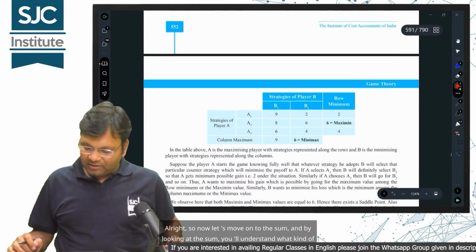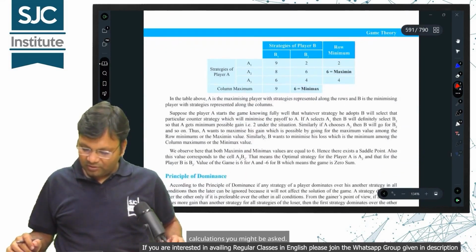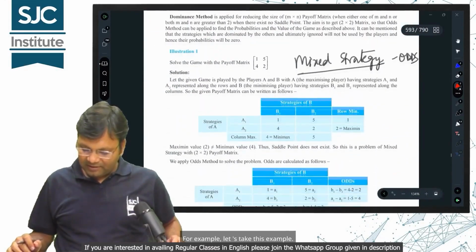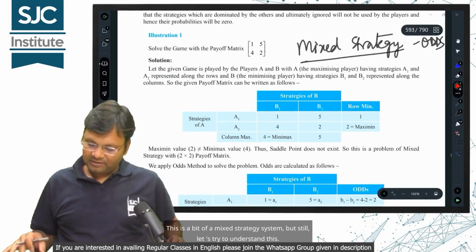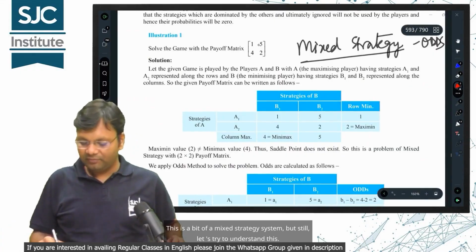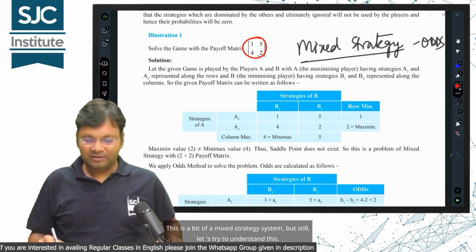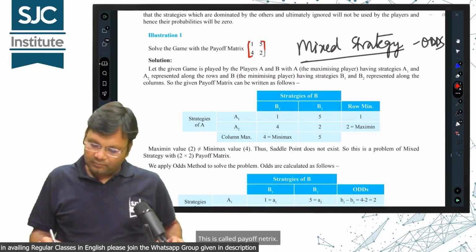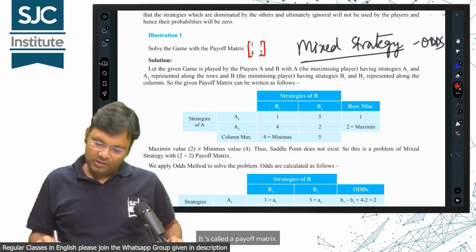and by looking at the sum, you'll understand what kind of calculations you might be asked. For example, let's take this example. This is a bit of a mixed strategy system, but still, let's try to understand this. This is called a payoff matrix.